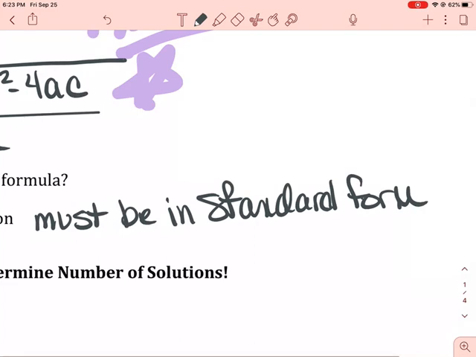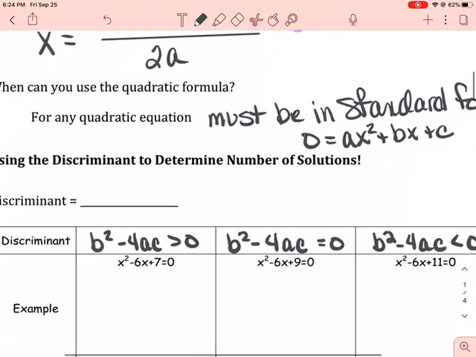So it must be in standard form, which means that you should get 0 equals ax squared plus bx plus c. Now, it could be ax squared plus bx plus c equals 0. Either side is fine, but it has to be in that form before you start, okay? Because otherwise your a's, b's, and c's are all going to get messed up.